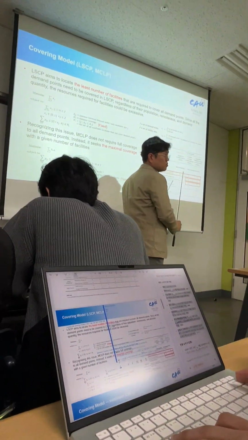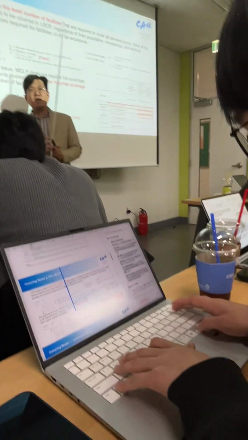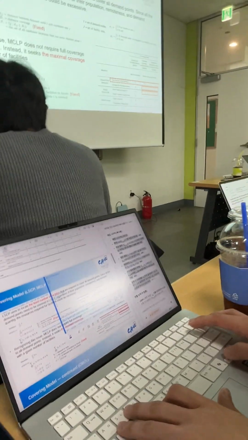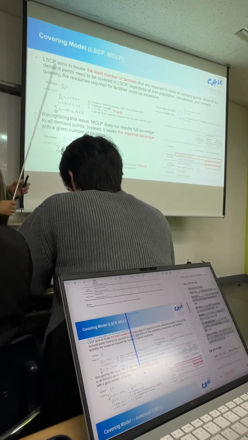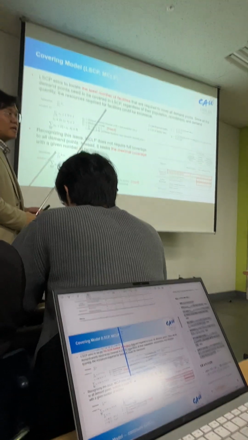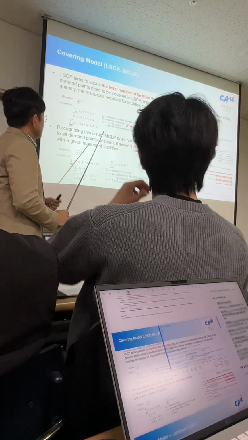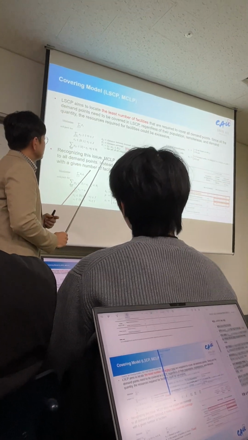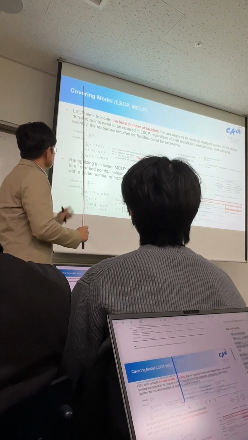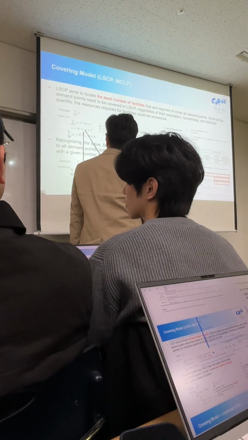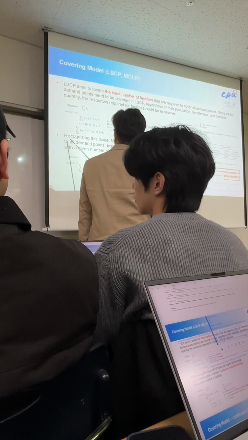Okay, so every demand point should be served by any of the facility. Okay? So I cannot waive, I cannot omit or eliminate any demand point from our network. And xj is 0, 1.